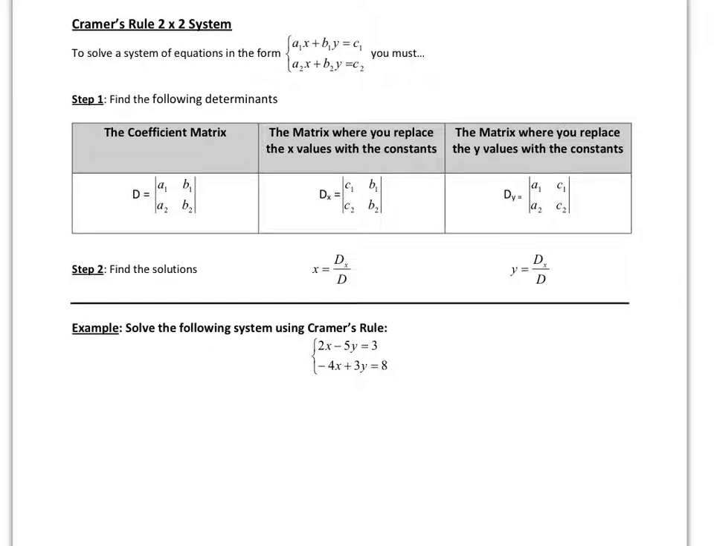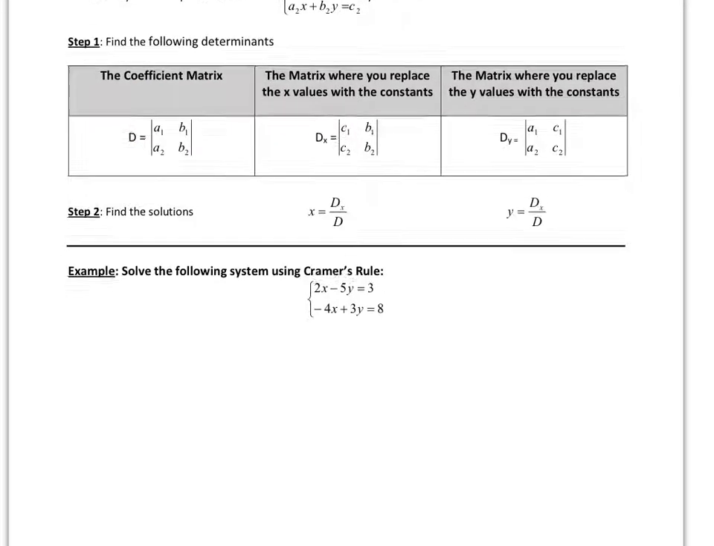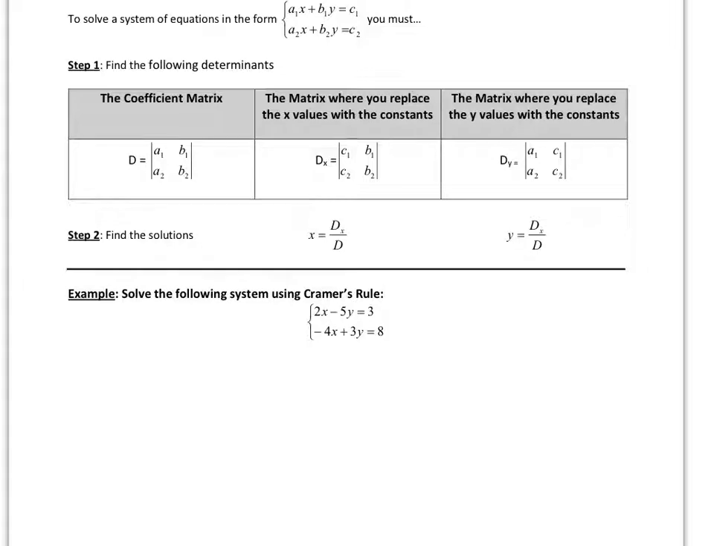The first thing that we want to do is create the coefficient matrix. If you look here, we have a1 times x, so that would be like 2x, and a sub 2 times x would be like negative 4x. So you take the coefficients of the x's and put them in the first column, and then you take the coefficients of the y's and put them in the second column. We're going to call that the coefficient matrix and label it D. So let's do that first. D equals 2, negative 4, negative 5, and 3.